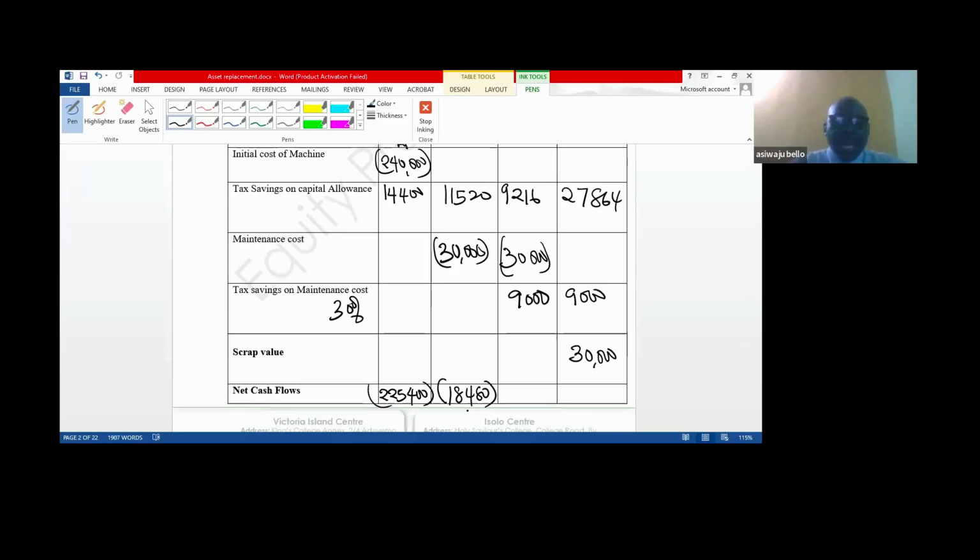For year 2, 9,216 plus 9,000 minus 30,000. That will give you negative 11,784. For year 3, 27,864 plus 9,000 plus 30,000. That will give us 66,864.